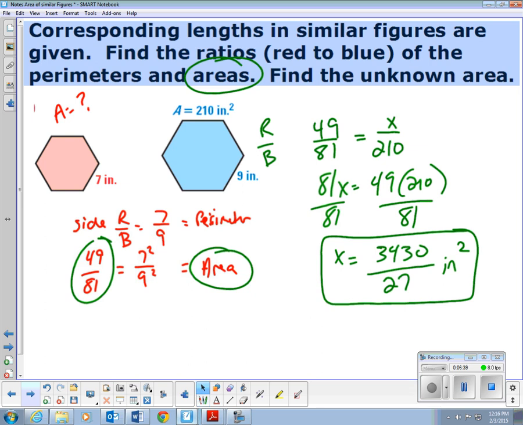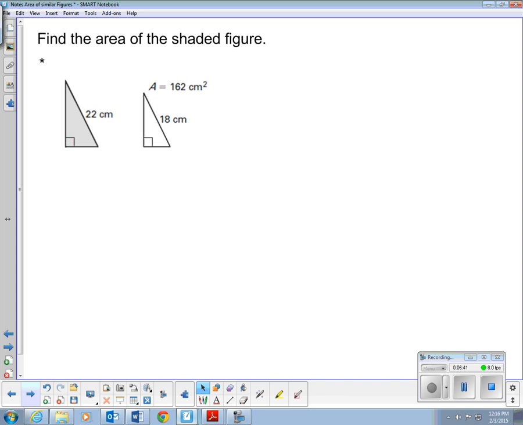All right, so now we go on to the next page. This is one that I want you to do. So take a minute to solve this one. It's got the star by it. Pause the video, work the problem, and then turn the video back on when you're ready to check your answer. All right, when you're done with this problem, you should get an area equal to 242 centimeters squared. Make sure you have the work to go with that. Show your ratios, show your proportions.